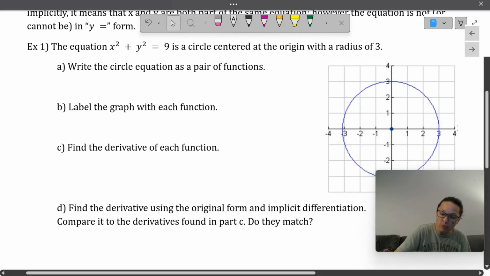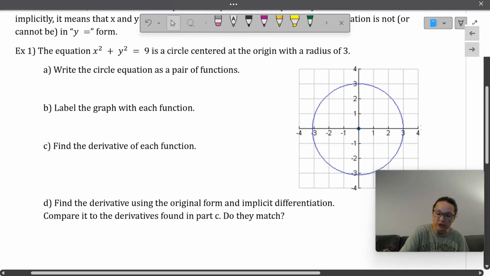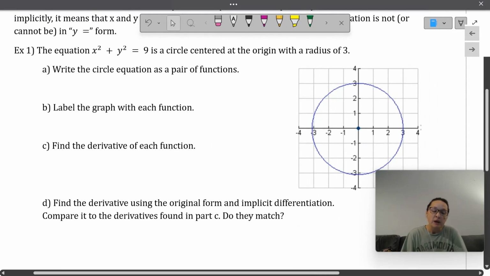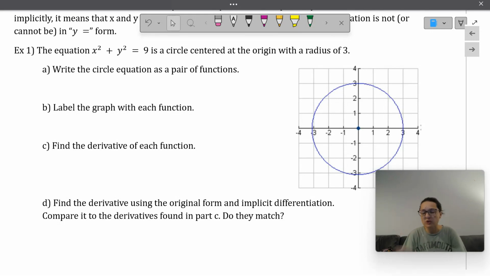So let's start with an implicitly defined relation that you're all familiar with, a circle. So if I have the circle x squared plus y squared equals 9, that's centered at the origin, it's got a radius of 3. If we wanted to find tangent lines to this, I would need a slope, which means I would need the derivative. But I can't get this derivative right now because it's not in y equals form. So if we said, all right, well then let's get it in y equals form. Let's write this relation as a pair of functions.